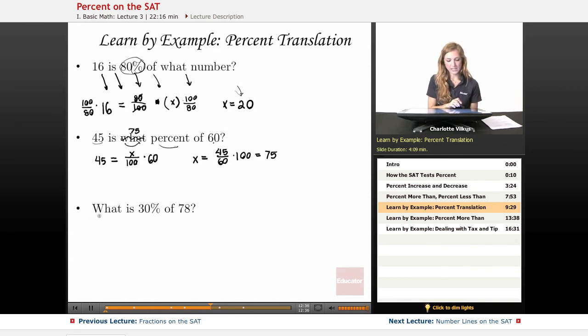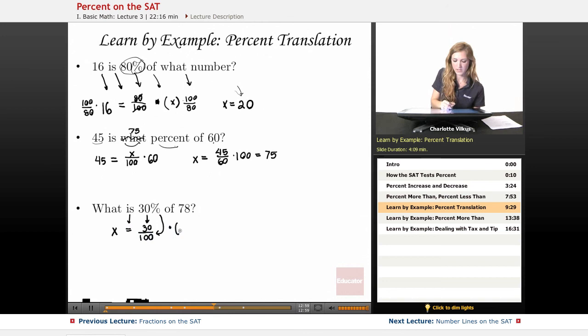For our last question, we have what is 30% of 78? So what, x, equals 30%, which is going to be 30 over 100, and then of times 78. And this one's our easiest type of example. When we already have x by itself, we can just take these two numbers, plug it right into our calculator, and we're going to get that x is equal to 23.4.